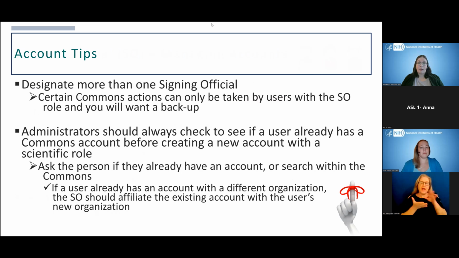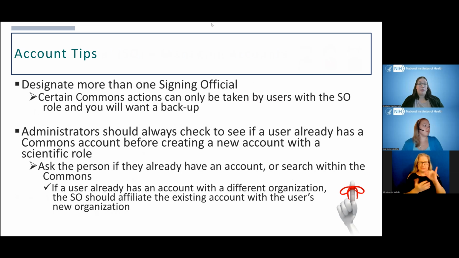Account tips, I already touched on this before, but please designate more than one signing official. It will help your institution in the long run, especially if the one signing official is unavailable or leaves the institution. And then also always make sure to check if a new account coming in with a scientific role already exists. If they already have an account with a different organization, all you need to do is create an affiliation with your institution. Once you do that, that user will have access to both institutions. There's no limit to how many affiliations a scientific account can have.